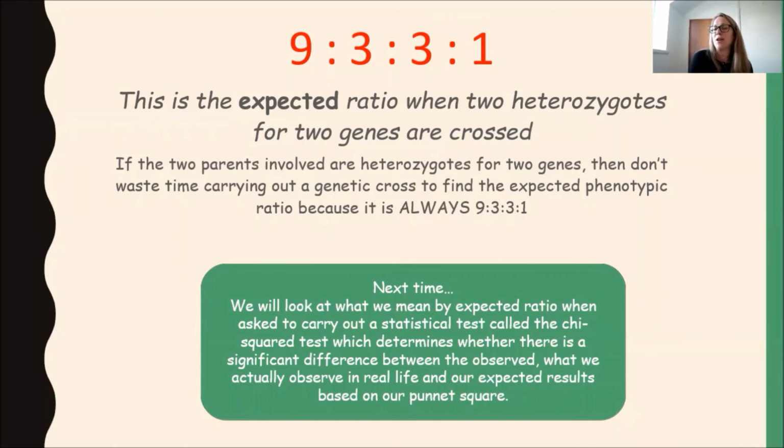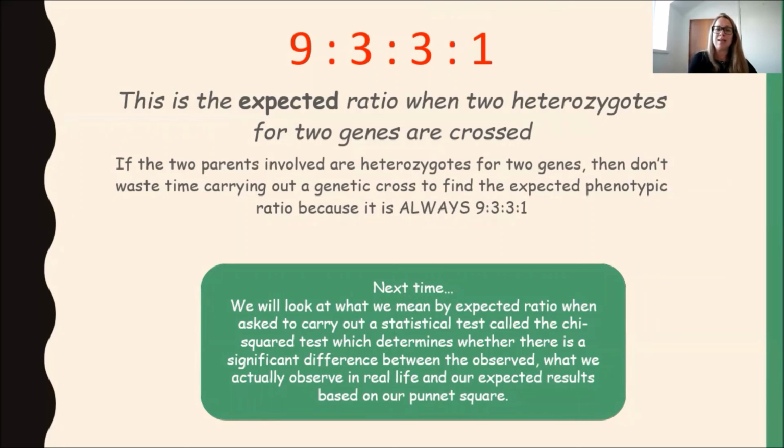That can save you time in an exam question where perhaps you don't need to draw down the entire square. If there's not that many marks available, you probably don't need to. You may just need to give the ratio 9 to 3 to 3 to 1. Or if you do need to draw the Punnett square, it's self-checking. You already know what the answer is. 9 to 3 to 3 to 1. Got to say it over and over and get it into your head.